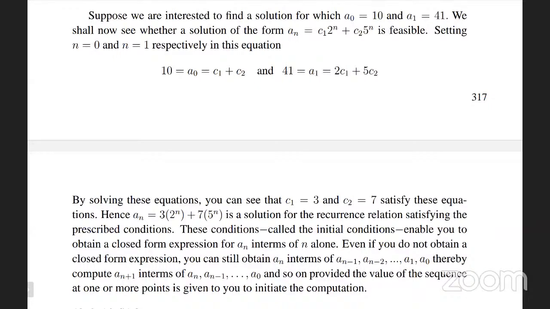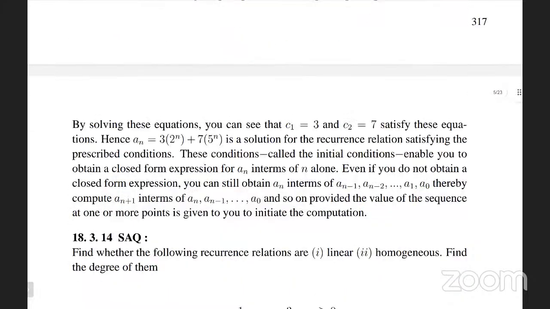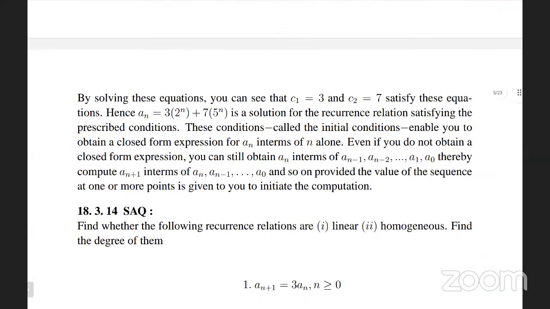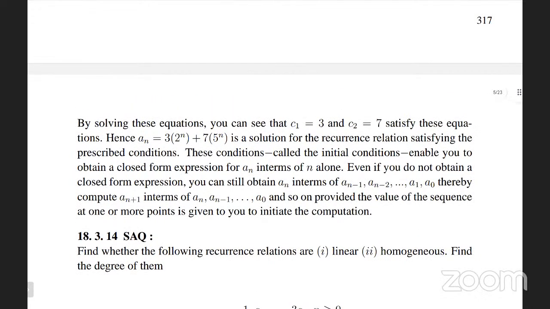So this is called a general solution, and since I am giving values, it is a particular solution. The particular solution is an = 3 into 2^n + 7 into 5^n, a solution of the recurrence relation. Then computing an+1 in terms of an, an-1, and so on down to a0, provided the value of the sequence at one or more points is given. This is how we can identify the solution of recurrence relations. Up to here, solution identification.